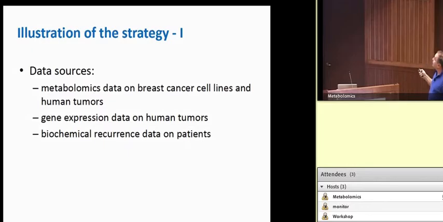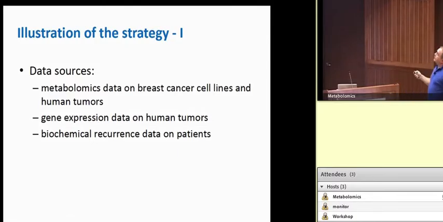The good thing is that we have metabolomics data on a whole bunch of breast cancer cell lines, and also we have metabolomic data on human tumors. At the same time, we also had matched gene expression data for the tumors. And then we said, okay, there is also additional biological information, in the sense of clinical information, since they followed up these patients and we knew when biochemical recurrence occurred.